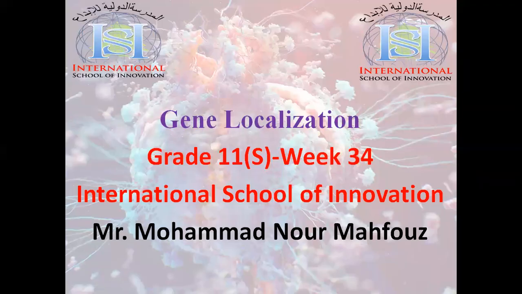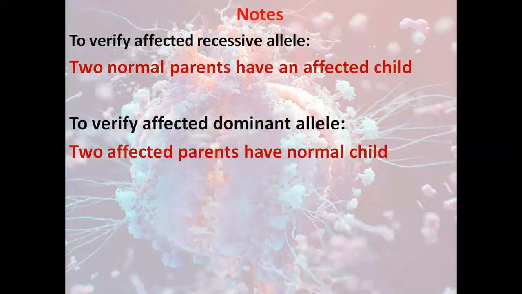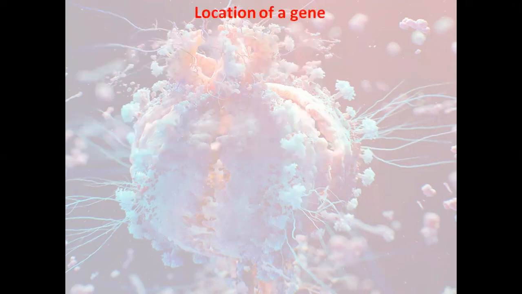In this session, we're going to continue what we started before about gene localization. We started first with some notes that we have to know. To verify that the affected allele is recessive, we have to look at two normal parents and an affected child. However, to verify an affected dominant allele, we look at two affected persons with a normal child.